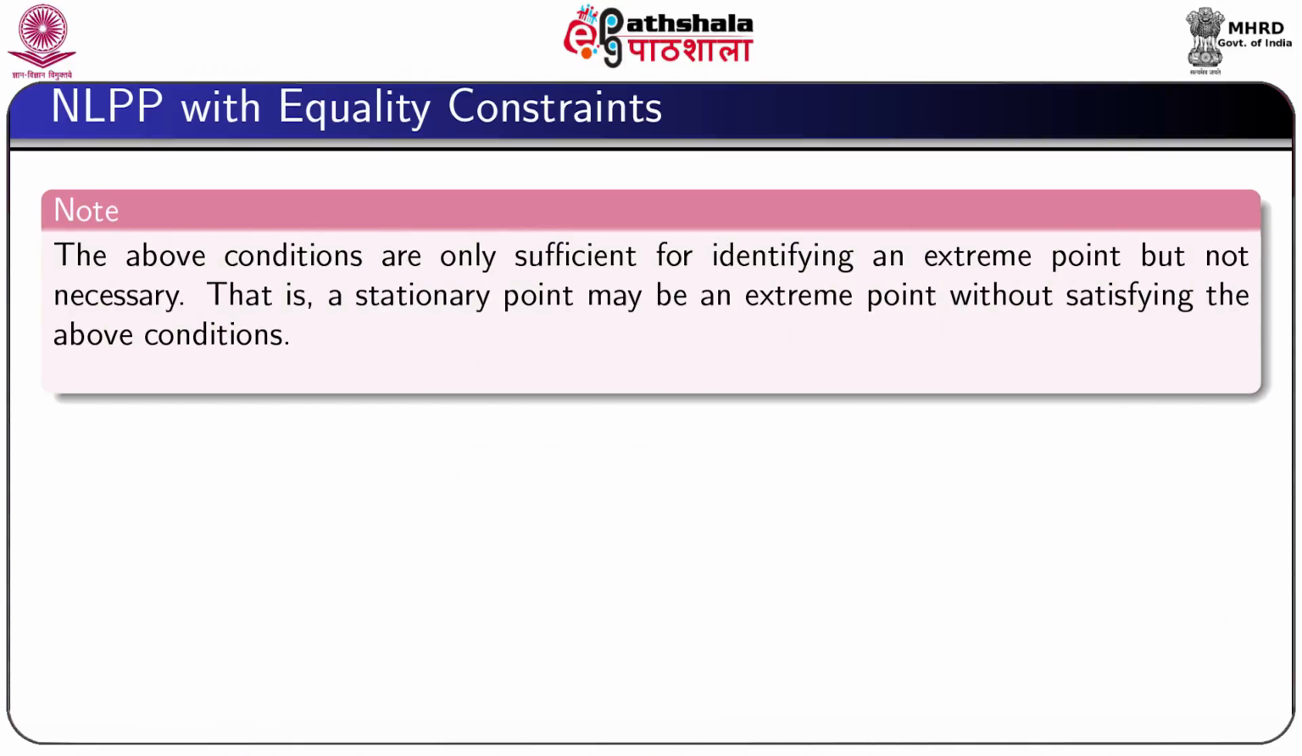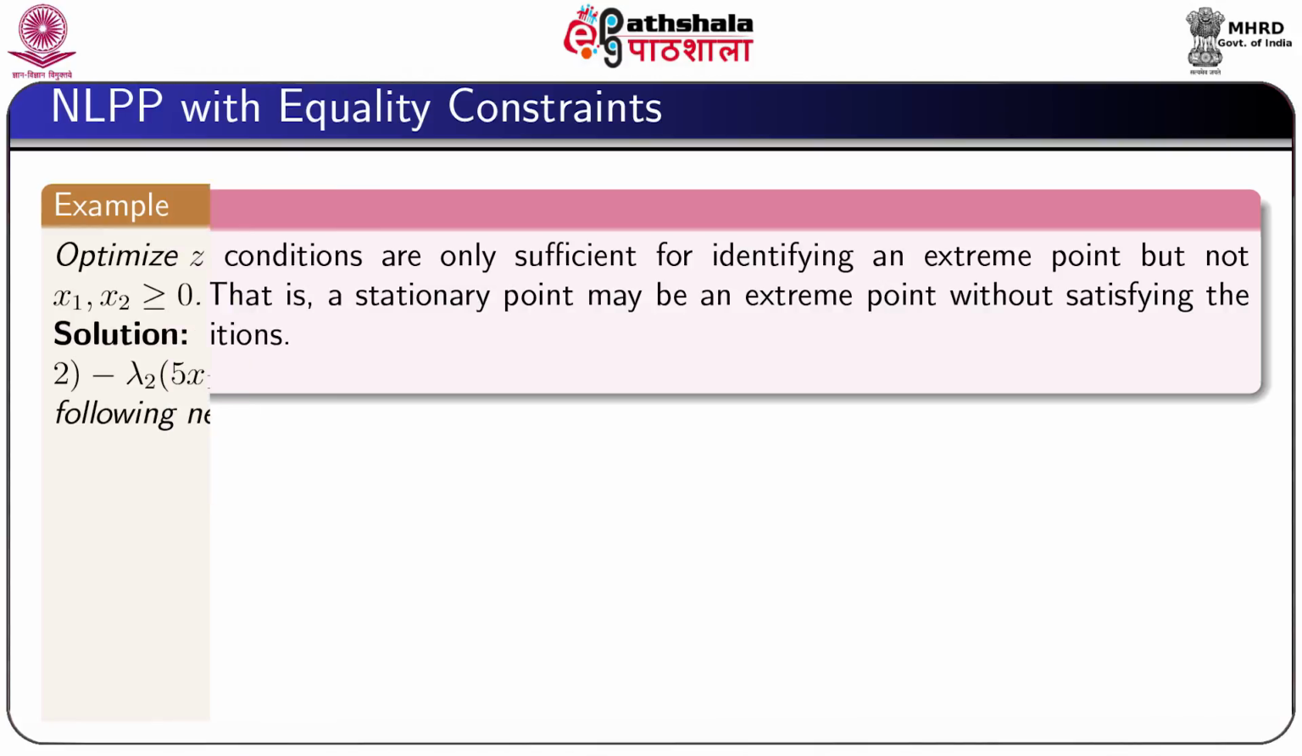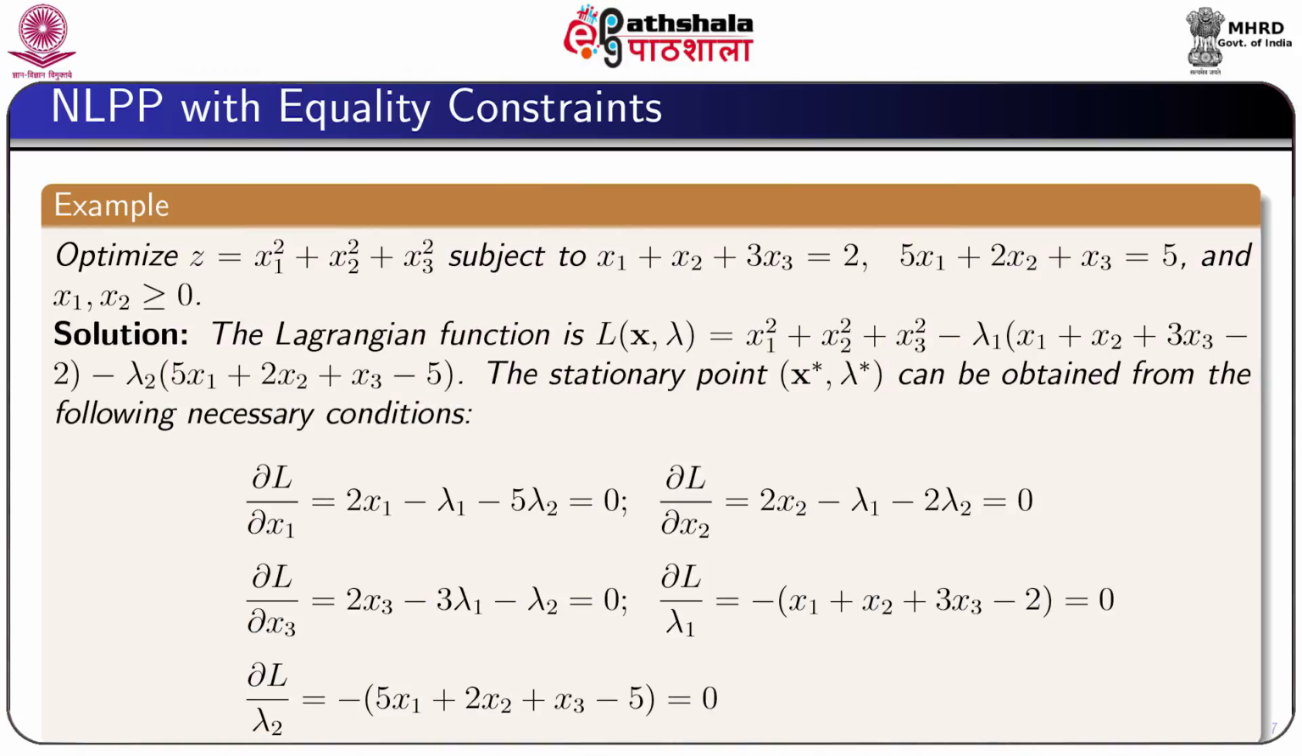The above conditions are only sufficient conditions for identifying an extreme point, but not necessary conditions. That is, a stationary point may be an extreme point without satisfying the above conditions. We now consider the following example.